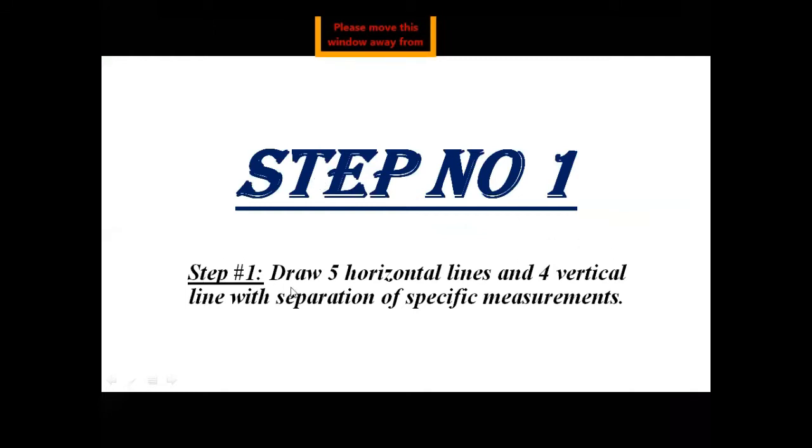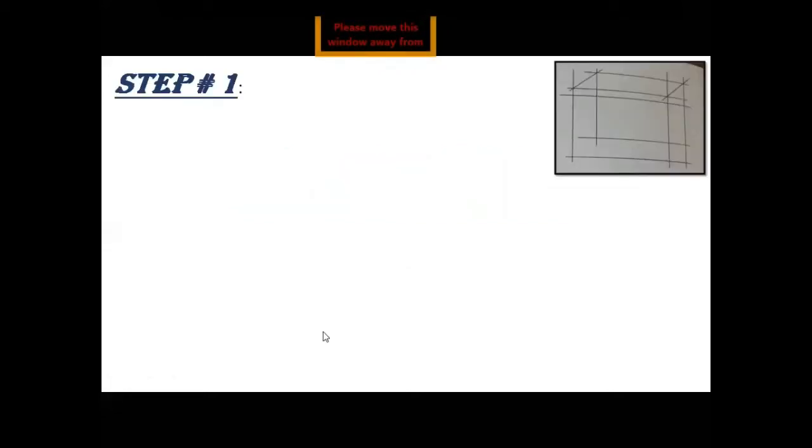So what's step number one? Draw five horizontal lines and four vertical lines with separation of specific measurements. So for step number one, to draw a table, you will draw five horizontal lines and four vertical lines with separation of specific measurements. Okay, I hope it is clear. Now we will start how we can draw it. This one is the diagram that we will draw.